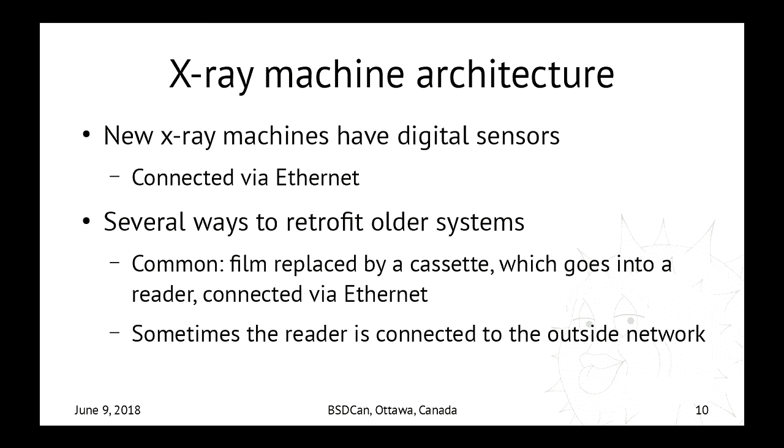As I mentioned, the new X-ray machines have digital sensors from the beginning. And that's just networked devices, plain Ethernet, nothing fancy. But as I also mentioned, these machines often live on forever because they are actually freaking expensive. So there are several ways to retrofit older systems. The most common way is replacing the analog film by what they call a cassette that contains chemical magic and some electronics, which after taking the X-ray picture, these are picture only, not movie, are being inserted into a reader that, through smoke and magic, emits the digital X-ray image and chemically deletes the cassette thing.